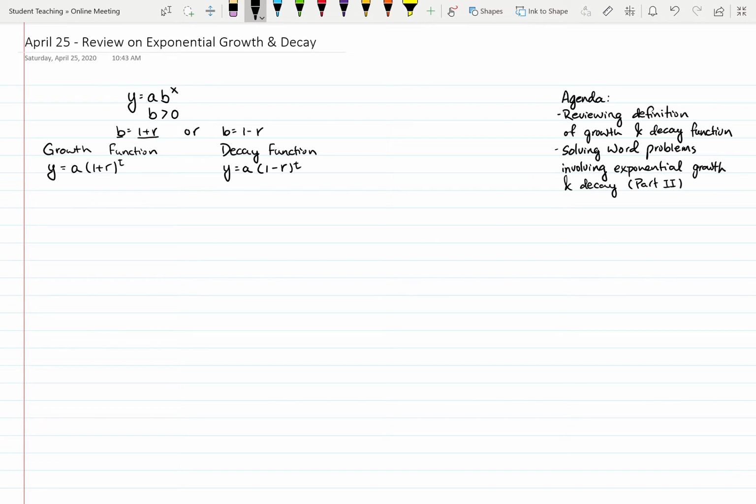So let's talk about these variables. A is our initial value, because when you have time equal to 0, everything raised to 0 is equal to 1, and 1 times a is a. So a is your starting value.